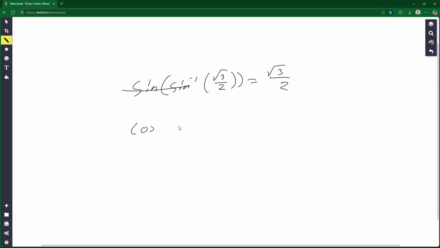Same thing with cosine. Actually, let me do this. Same thing if you have it on the outside. If you have it on the outside, those are going to cross out, and you get root 2 over 2.